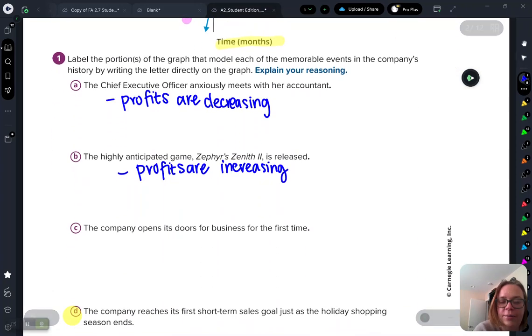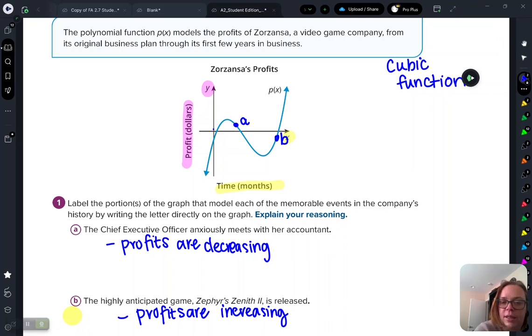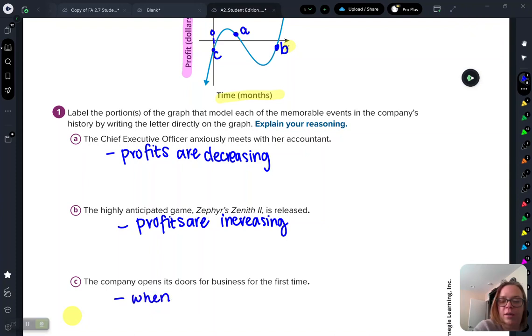For C, the company opens its doors for the business for the first time. So that's going to be at the point where it's at 0 months. And we can see that because of the y-axis. So I'm going to say there. Okay, so I'm going to say when x equals 0, it's the start of the business.